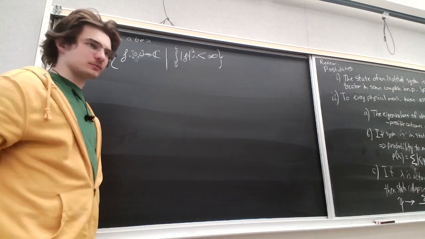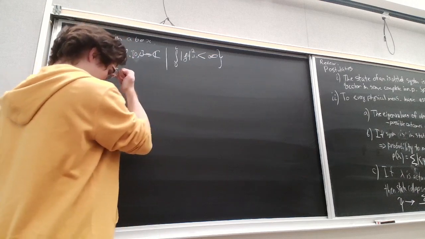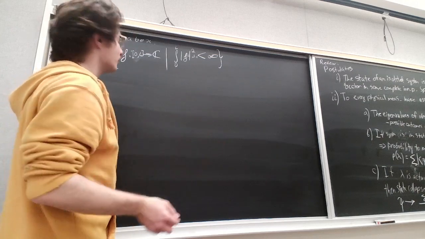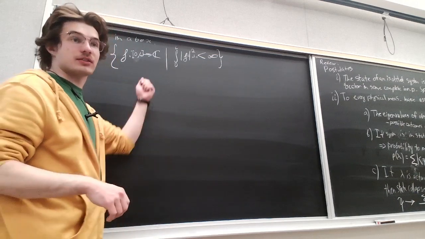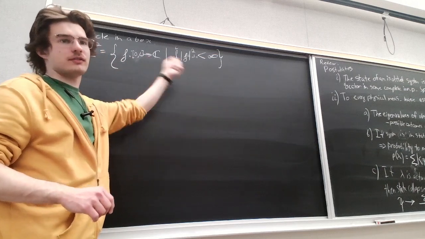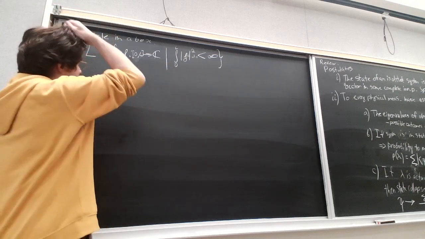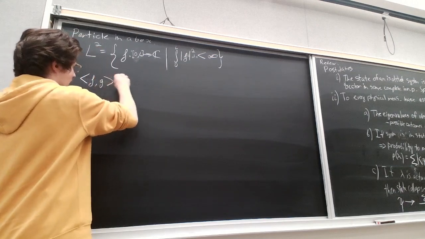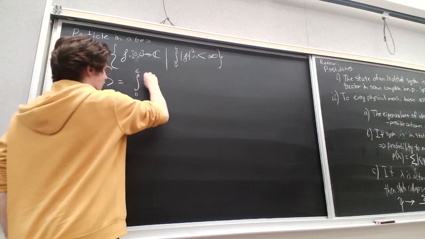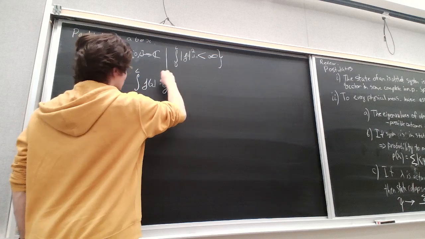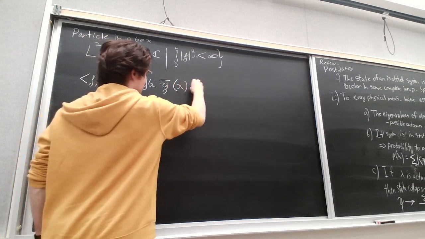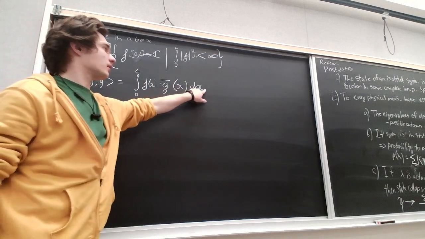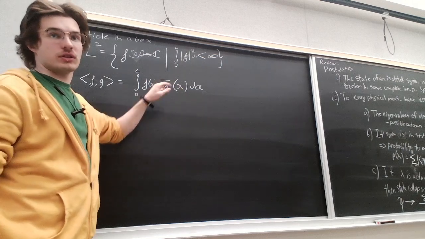Good. Now I need to tell you what the inner product is, because so far I've just defined a vector space for you. It's obvious that this is a vector space because it's made of functions. Of course you can add functions and subtract them. Now I need to give you an inner product. The inner product between f and g is going to be the integral from 0 to L of f of x times g bar of x dx. So I'm just taking a function, multiplying by the other function, and then integrating. The bar is important, that's the complex conjugate.